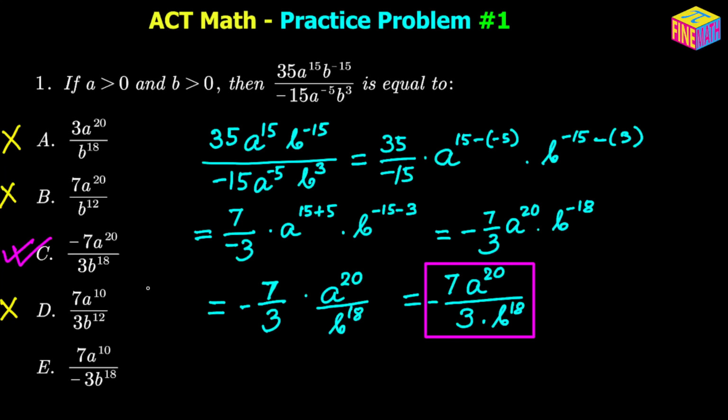So now we are down to option C or E. If you look at both of them, they look pretty much identical except that the exponent of a is different. For option C, the exponent of a is 20, and for option E, the exponent of a is 10. If you do a little mental math, you should be able to determine the exponent of a. It should be 15 minus negative 5, which is 15 plus 5, which is 20. So you know that your correct answer is going to be option C, because there you have a to the power 20. I hope everything made sense.